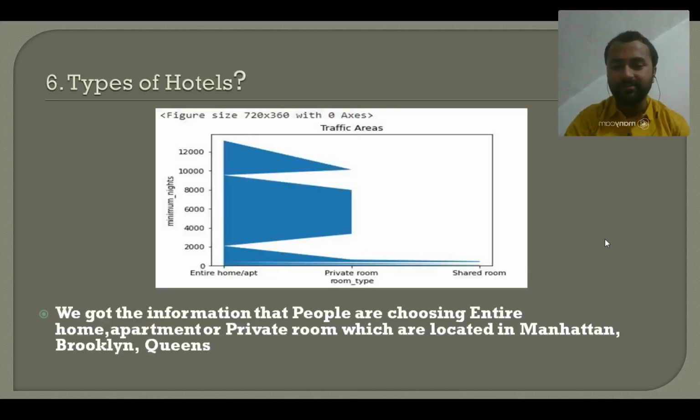So here it is a graph of my sixth objective. The information I got from this graph is that entire home, apartment, or private room located in Manhattan, Brooklyn, Queens, people are choosing that only. People are giving preference to Manhattan, Brooklyn, Queens.